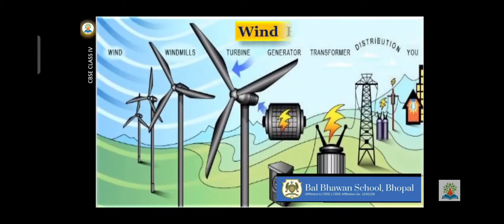Coming to the next type of energy, that is wind energy. Moving air is called wind. Any object that is moving has energy in it. So energy of the wind, called wind energy, can turn windmills, which in turn can move turbines and produce electricity. So we can say wind energy is a clean way of generating electricity.